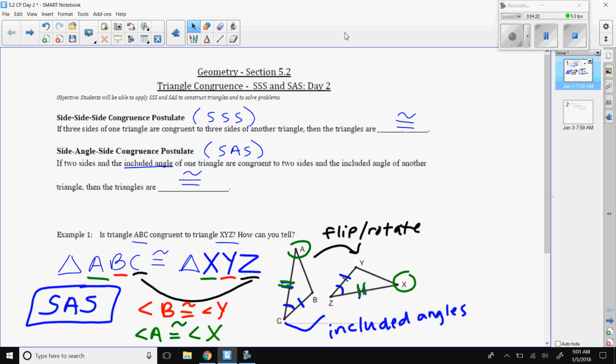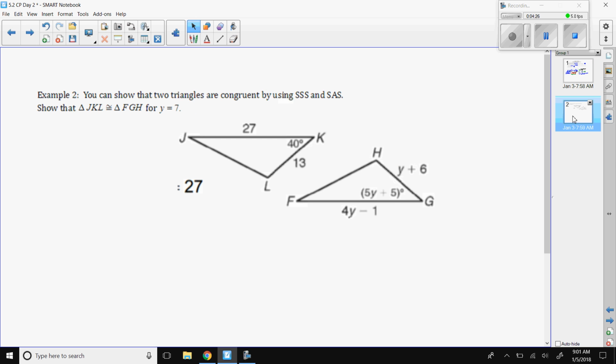If we look at the second example at the bottom of your page, it says, you can show that 2 triangles are congruent by using SSS or SAS, so side, side, side, or side angle side. Show that triangle JKL is congruent to triangle FGH for y equals 7. So again, we're trying to flip these on top of each other.